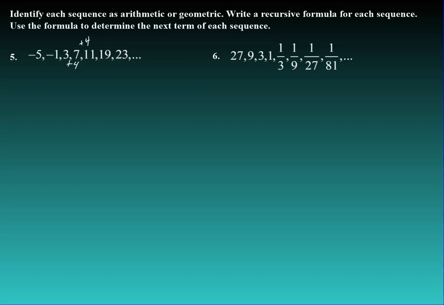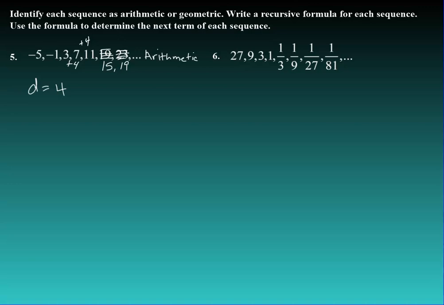Well, on mine it's wrong here, on your paper it's right. This should be a 15. And this should be 19, and we're adding 4 every time is basically what we're seeing here. Okay, so if we're adding 4, that means that our common difference is 4, which means that this is arithmetic.